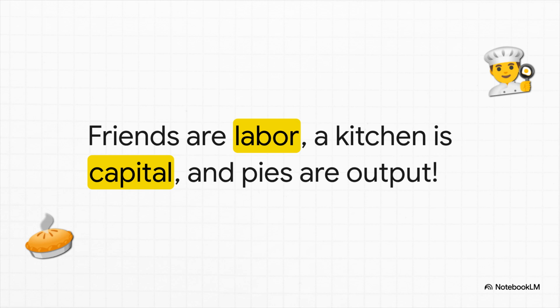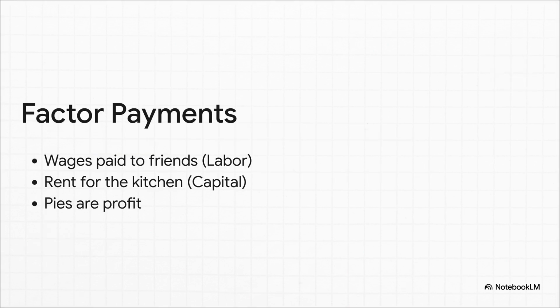Think of gross domestic product, or GDP, like a super relatable pie-baking economy. Picture this. Your friends are the labor, a rented kitchen is your capital, and the baked pie is your final output. This analogy takes the incredibly abstract, multi-trillion-dollar concept of GDP and brings it right down to earth. Because every economy, no matter how vast, is ultimately just combining labor and capital to produce final goods. Okay, so how do we slice that pie?